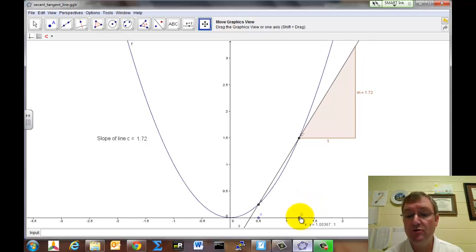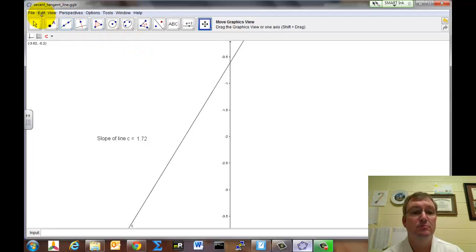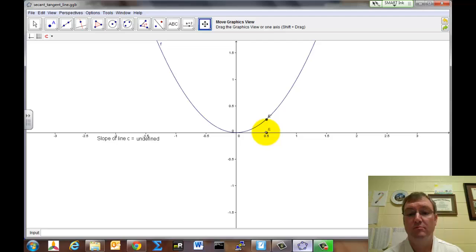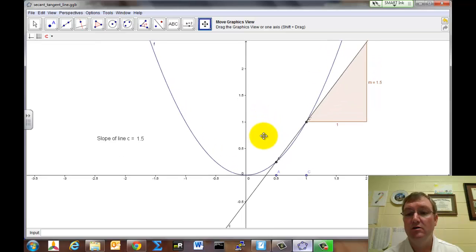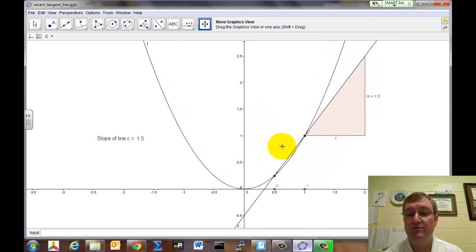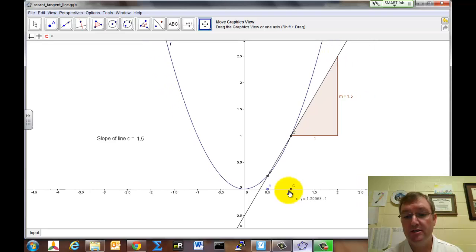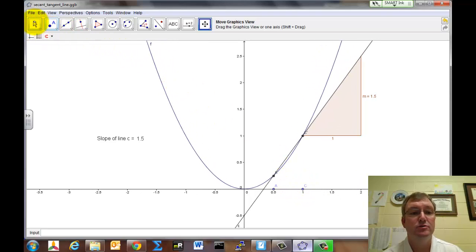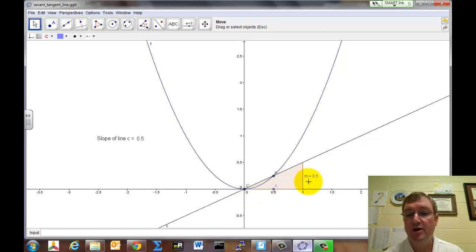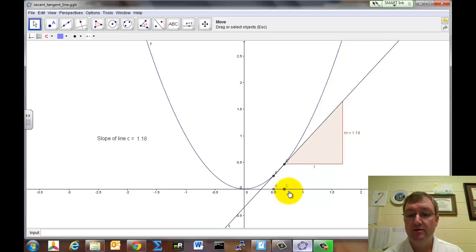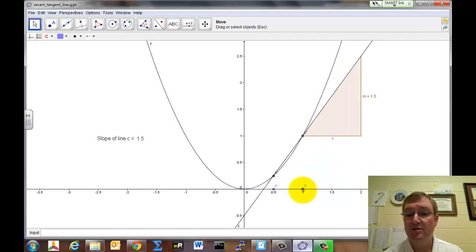What if we move C closer to it? So let's say C was at the point 1. Well, now our slope is 1.5. Is that the line we're looking for? No, it's not. Well, maybe we want to choose a C that's over on the other side. What if we chose to use 0 over here? We got the slope there to be 0.5. So the slope here is 0.5. The slope here is 1.5. Would you think that the slope that we're actually looking for is somewhere between those two?